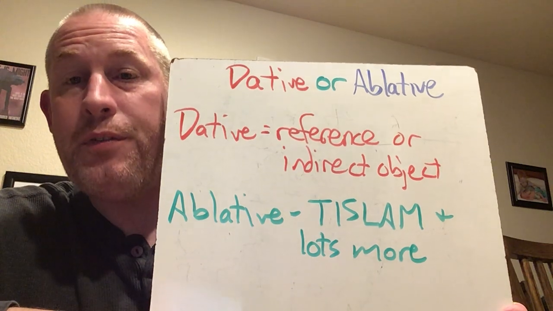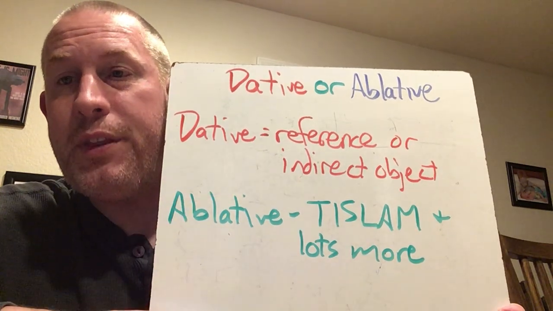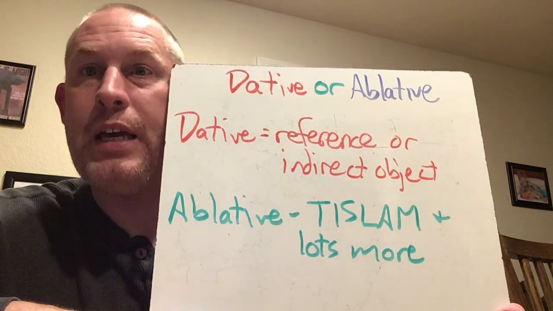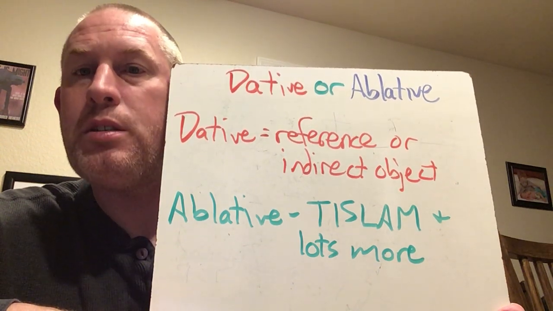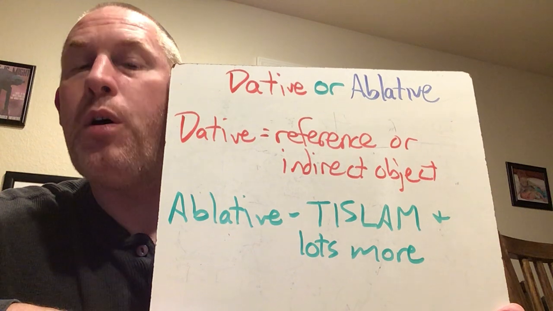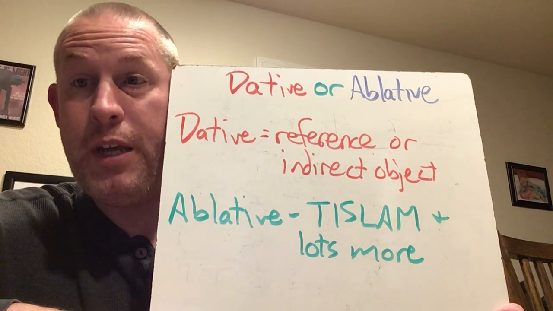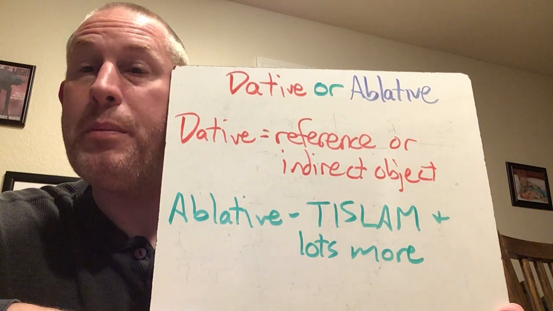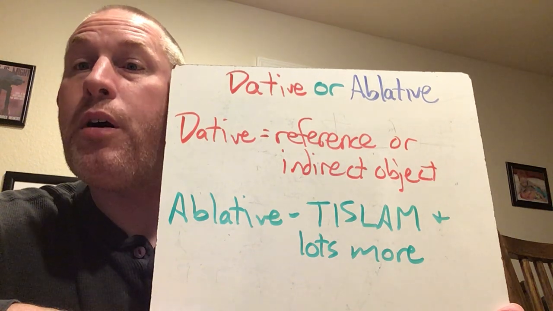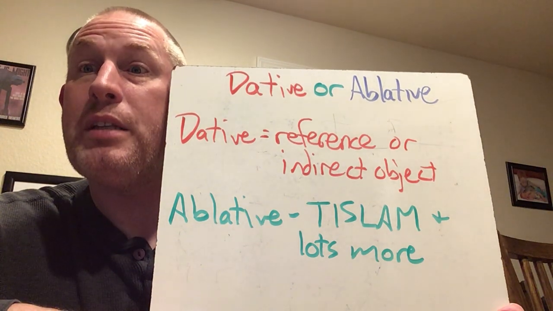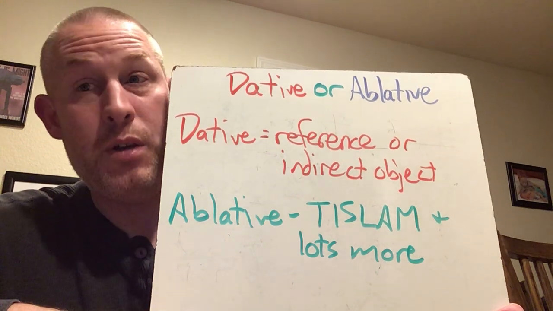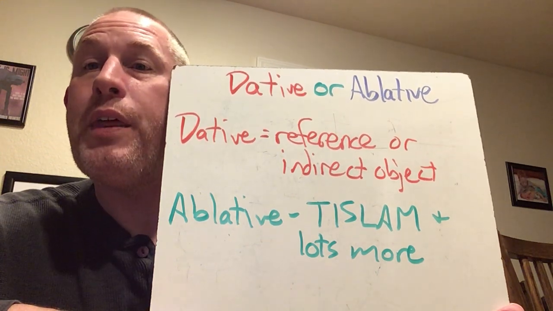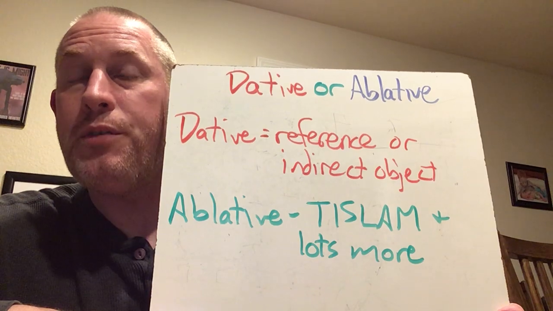Now, the ablative is basically Tislam and everything else, okay? The ablative becomes the catch-all case. Tislam: time, instrument, space. Time, instrument, separation, location, accompaniment, and manner. But also it encompasses the SID space prepositions. And if you just remember SID space prepositions, you have notes on it several times over, then that will help you determine if it's ablative or dative.